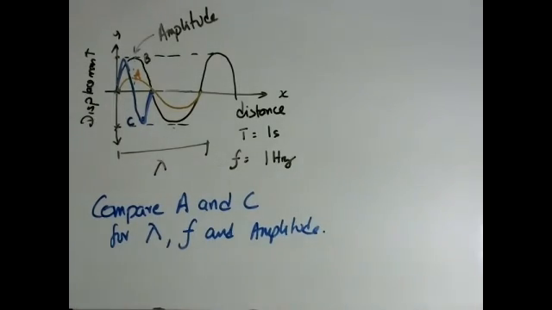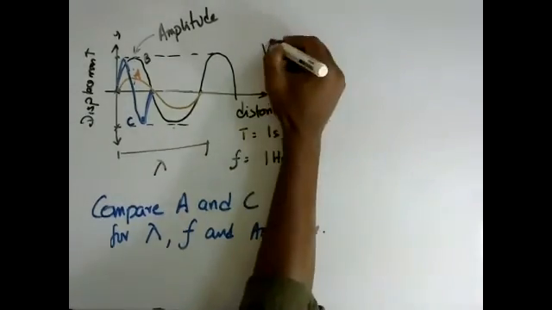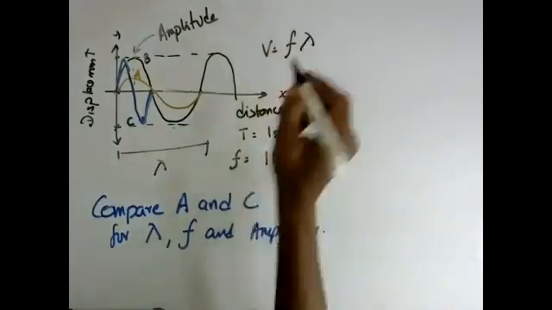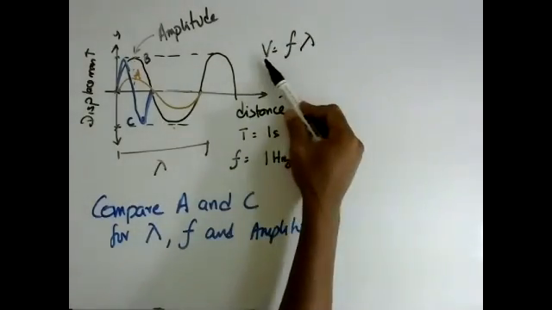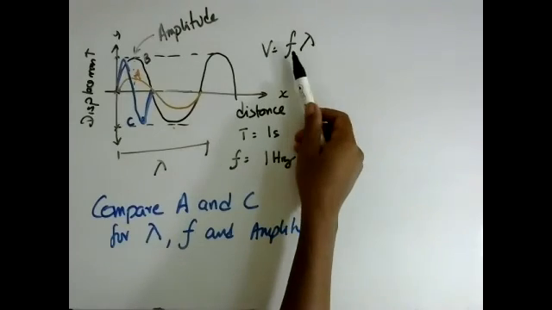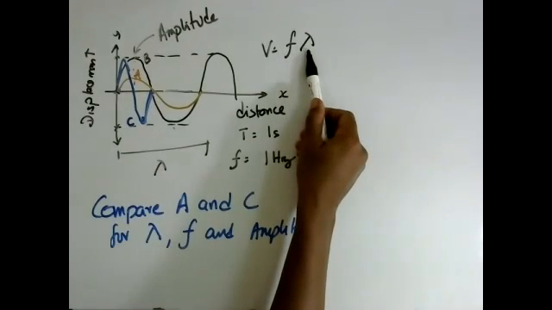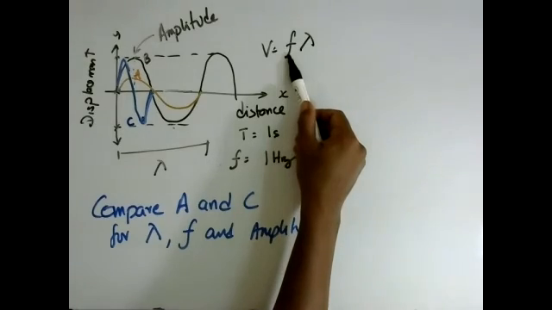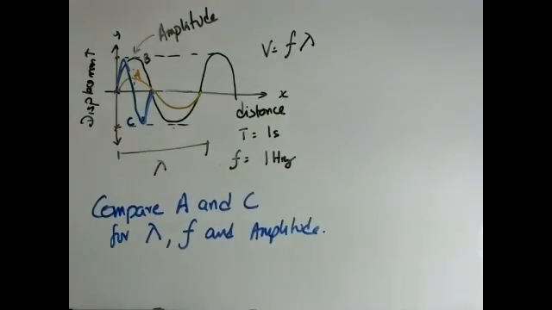And that's straightforward from the wave equation, right? V is equal to F times lambda. So assuming that the velocity is constant, because it's sound, if the wavelength decreases by half, then the frequency will double. Okay, so that's how you do the interpretation.